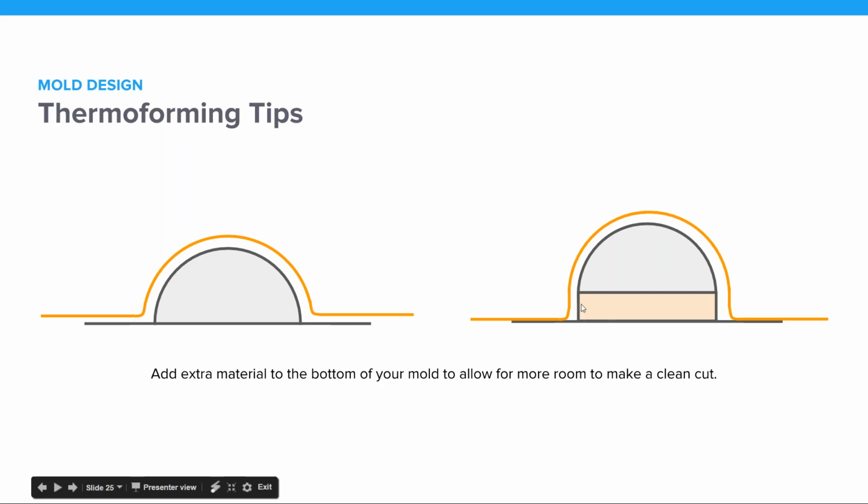But if you add a little bit of extra, say an extra centimeter, to the bottom of the part, it goes straight down, and that bowed out area is moved downwards. So you can just slice it right off at the bottom of the part, and you have a perfectly finished part. So just something to keep in mind when you're designing for thermoforming.